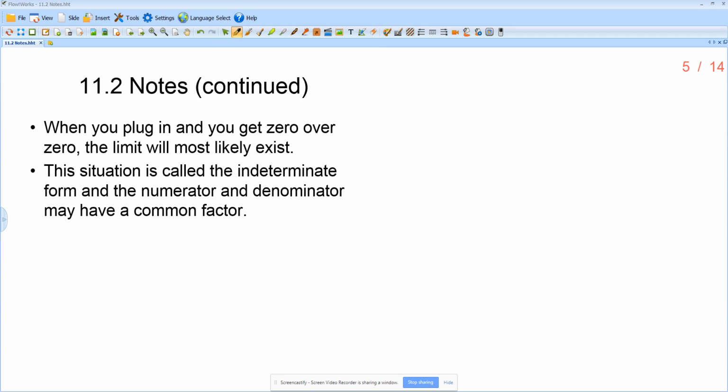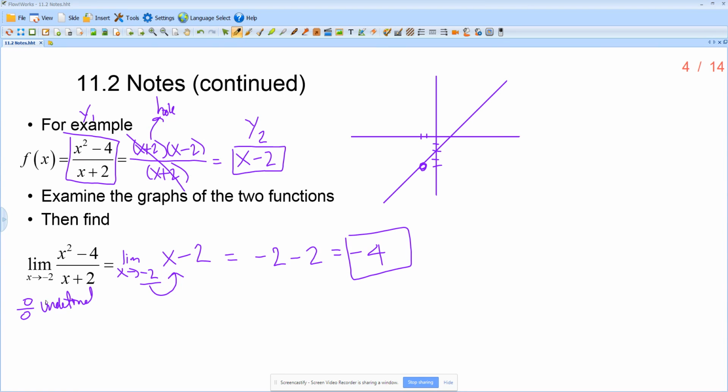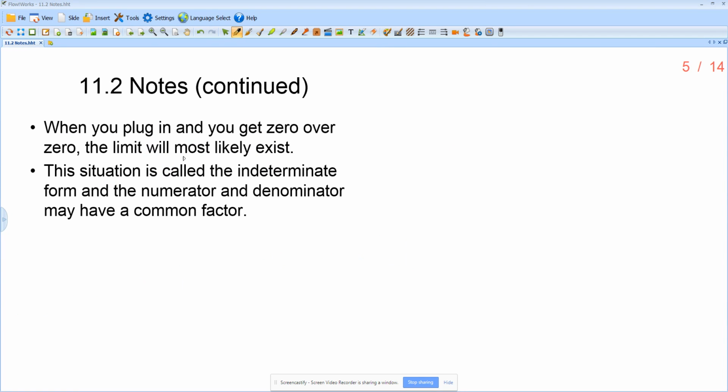All right, so when you plug in and get 0 over 0, most likely the limit is going to exist. Now, this isn't always the case. You can get 0 over 0 and still not have a limit. But generally speaking, you usually do. This situation is called the indeterminate form. So the indeterminate form is 0 over 0. And what it tells us is that the numerator and denominator may have a common factor. That common factor is the thing that's creating a hole in the graph.